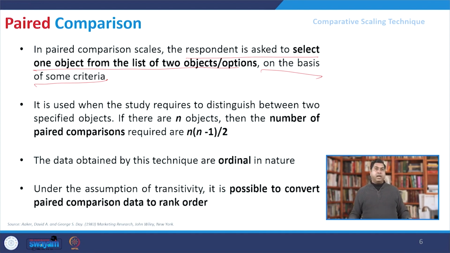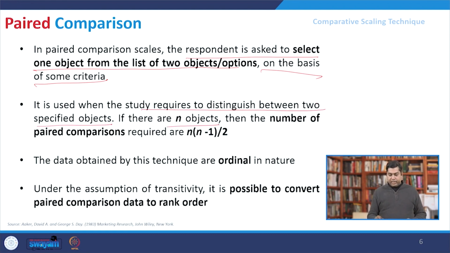Then I can also go for multiple comparisons. I say that from A and B you select one, and I prefer A, fine. Then I ask from B and C you select one, and I select B. Now if I ask which of A and C is preferred, in logical sequence, because A is preferred to B and B is preferred to C, obviously A should be preferred over C. It is used when the study requires distinguishing between two specific objects.